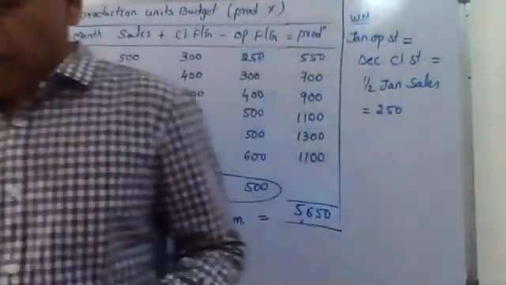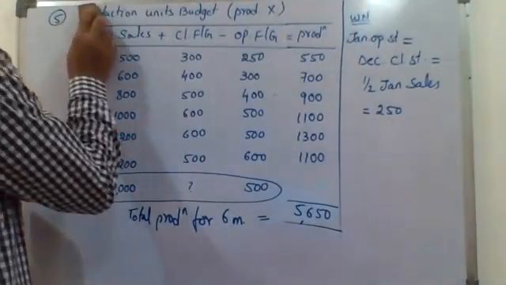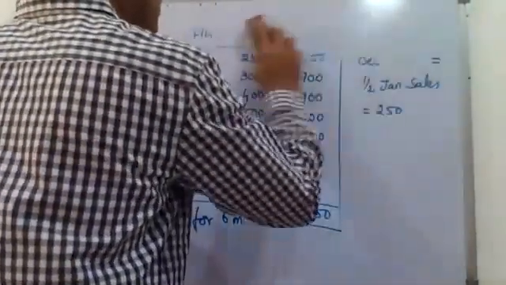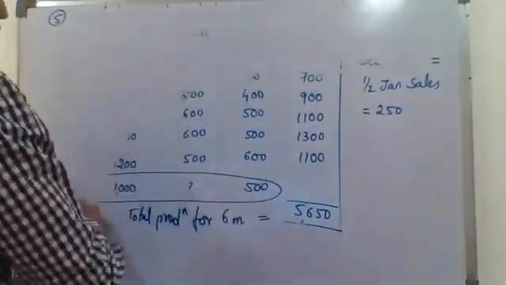Now, how do you prepare a production cost budget? Now let me continue with this. You just remember this 5,650 units. That's what is important for us.